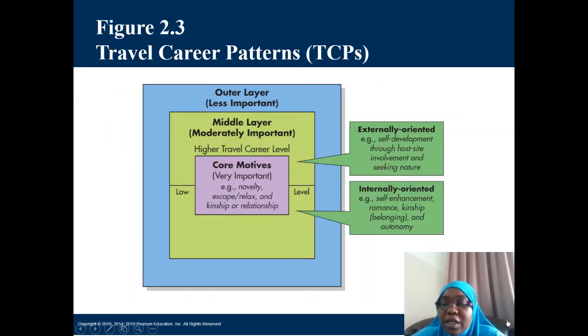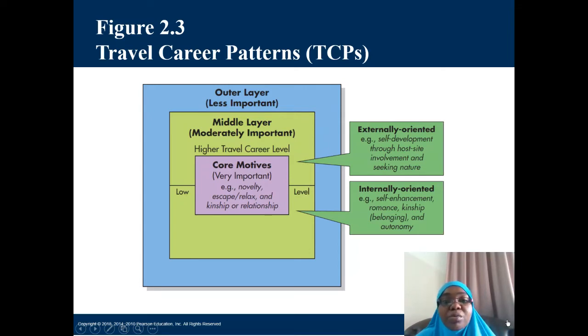Here are the travel career patterns. At the core, which is the most important, are novelty, the need to escape, and then maybe the need for kinship and relationship. As perhaps a newly wedded couple, if you are living separately, then for either of the parties, whether the bride or the groom, you may want to relocate. Okay, you may want to go and visit your spouse. If you want to go and visit your spouse, that's a very, very core motive.